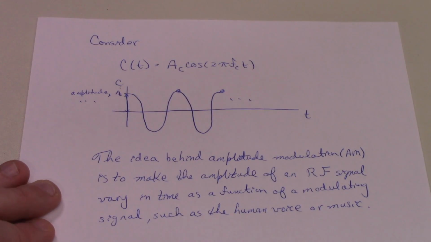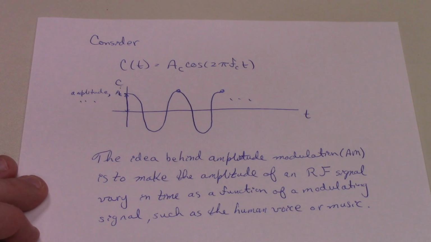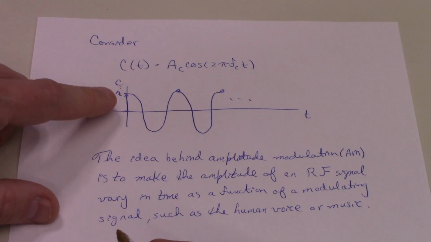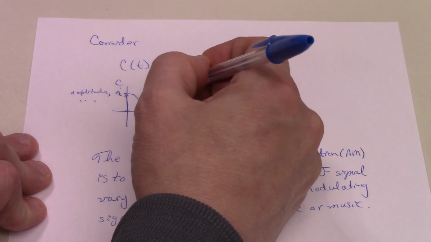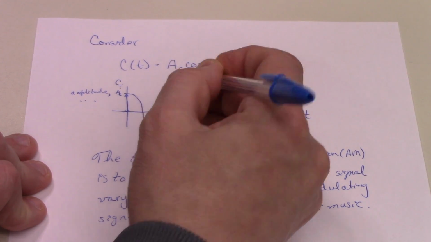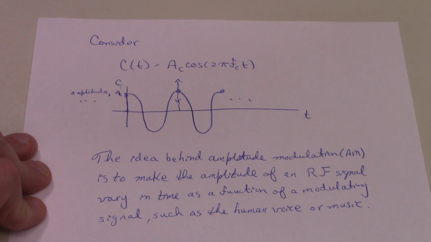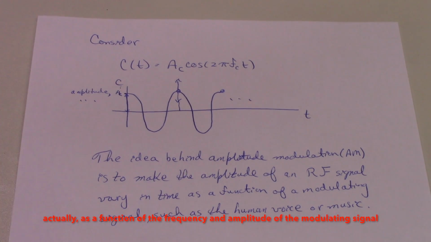So the idea behind amplitude modulation is to make the amplitude of this wave vary in time in a way that depends on the signal that you want to modulate. For example, a human voice into a microphone. And so what that means is that this amplitude is going to go up and down as a function of the frequency of the modulating signal. That's really all there is to it.